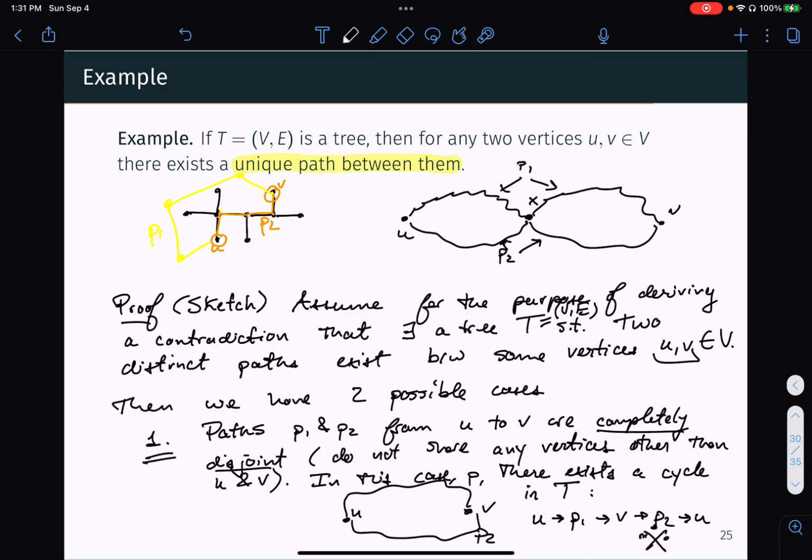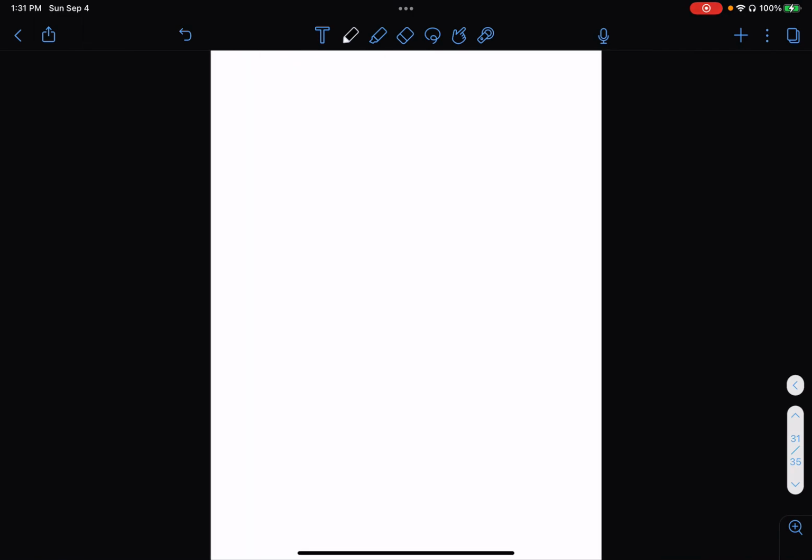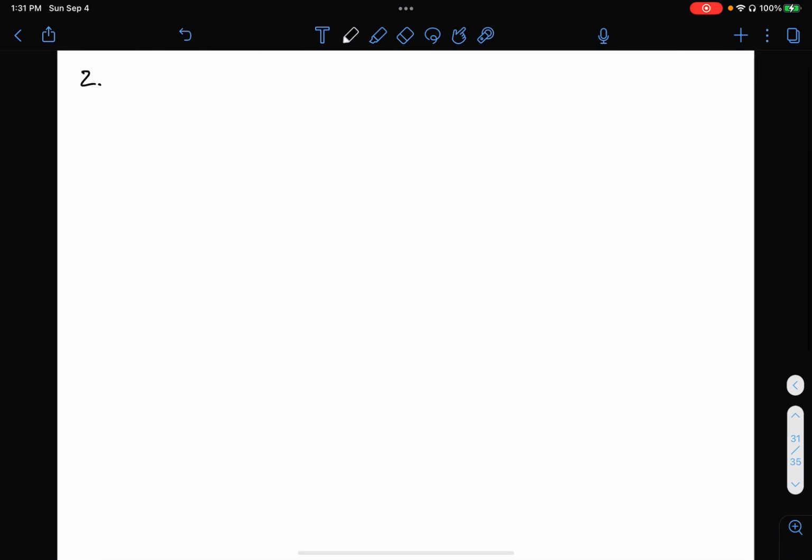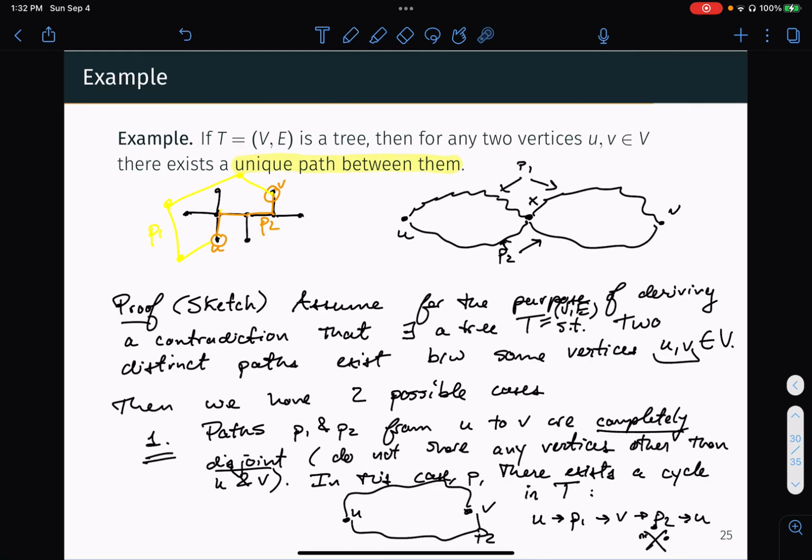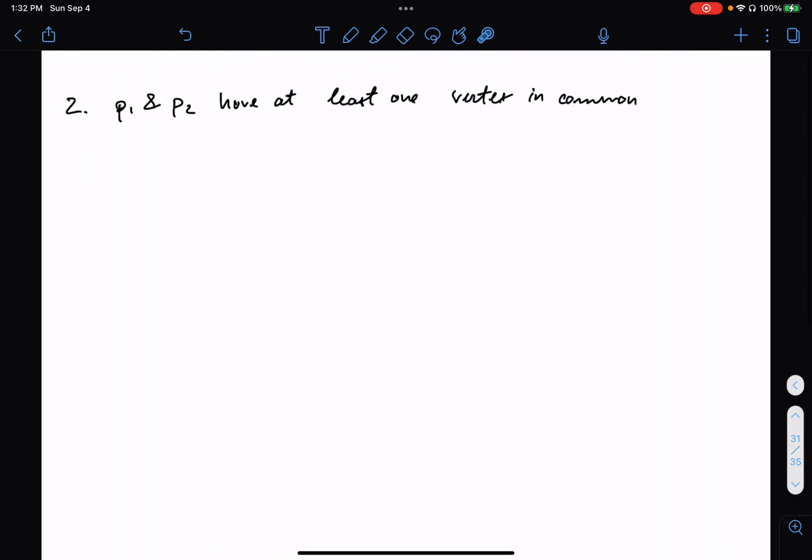So that's the first case, right? The first case is the paths P1 and P2 are completely disjoint. The other case, case 2, is P1 and P2 have at least one vertex in common. So there's at least one vertex in common. What I'm going to do is find a cycle in these two sets of distinct paths. I know that I have P1 and P2. They have at least one vertex in common.